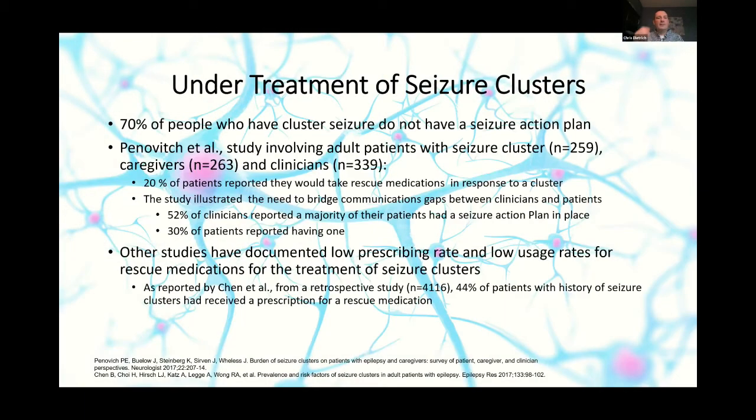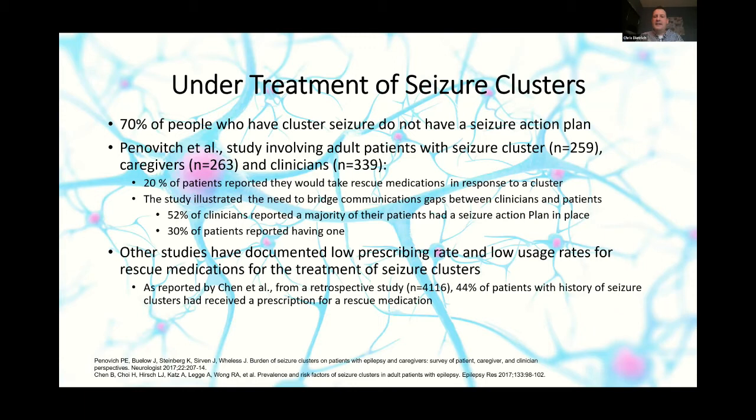I think this is a really important slide, because I don't think this is discussed enough, and it may not be understood, not necessarily from the patient and caregiver side, but also from the physician side, understanding that there needs to be a two-way street of communication and discussion when it comes to treating cluster seizures. So you can see in that first bullet point, having a seizure action plan: 70% do not have a seizure action plan. I'm hoping with the group on here that it's 0, that all of you have a seizure action plan. But if you don't, I would encourage you to develop one.